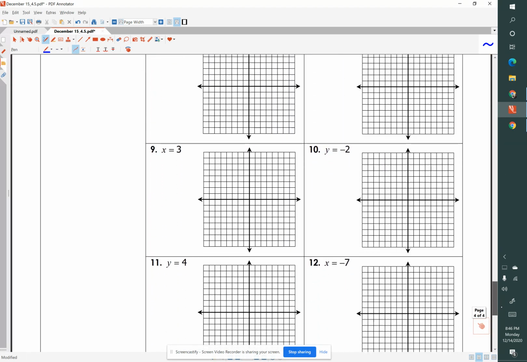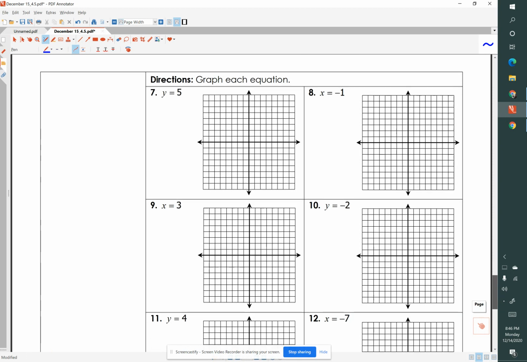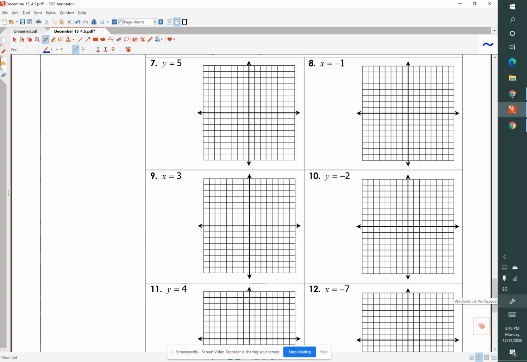Okay, let's see, we have 6 more, so why don't you try them and then get back to me. Well, what we're doing is we're graphing here. Okay, so we're graphing y equals 5. So what does that mean? That is a horizontal line, so y equals, those are horizontal, and they cross the y-axis.